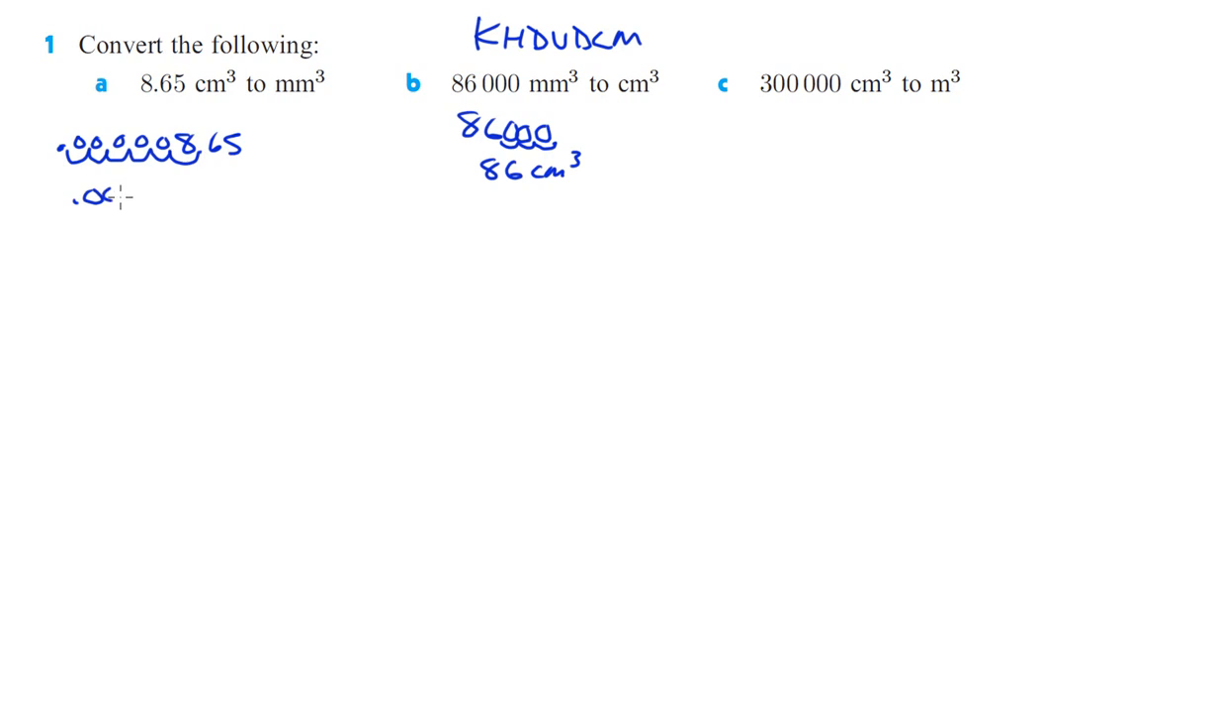All right. So this is 0.00000865 millimeters cubed. Okay, and then this one here, centimeters cubed to meters cubed, which is just like the first one. To go from centimeters to meters, we move 2 to the left. And since it's 3 dimensions, we do that 3 times. So here's our 300,000. Starts here. We do it 6 times: 1, 2, 3, 4, 5, 6. So it's 0.3 meters cubed.